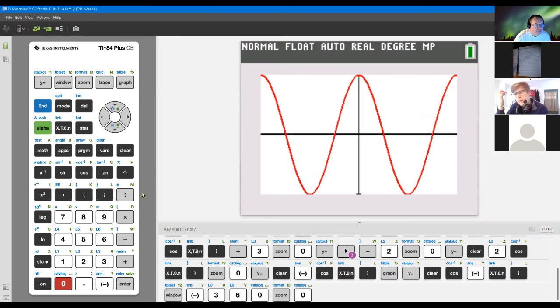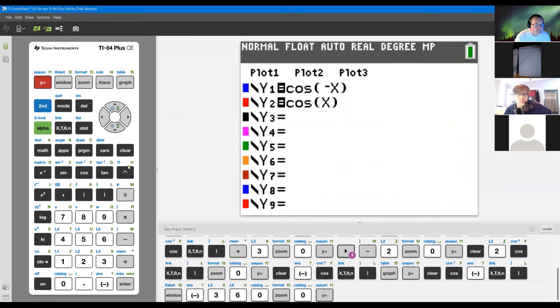Right, so we've done left and right. Sorry, we haven't. We've done up and down. We've done vertical stretch and vertical shrink. We've reflected in the x and we've reflected in the y. There's a couple more that we have still to do. This next one is going to be a movement left and right.